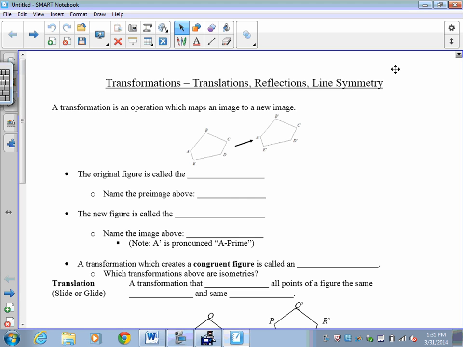This is going to be the first set of notes on our transformations unit. This is going to cover translations, reflections, and line symmetry.